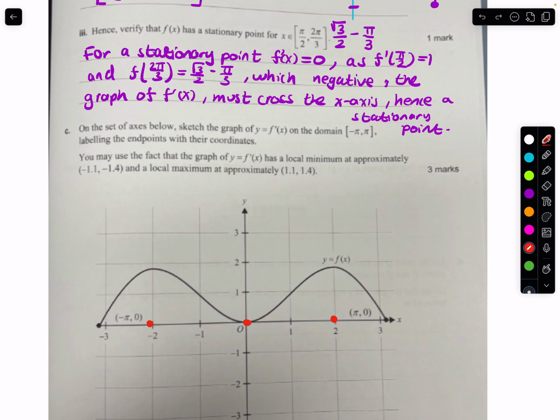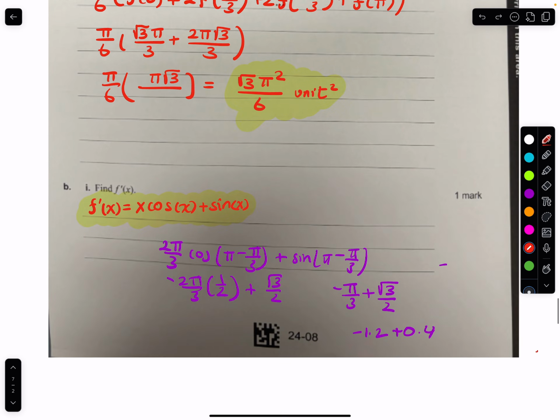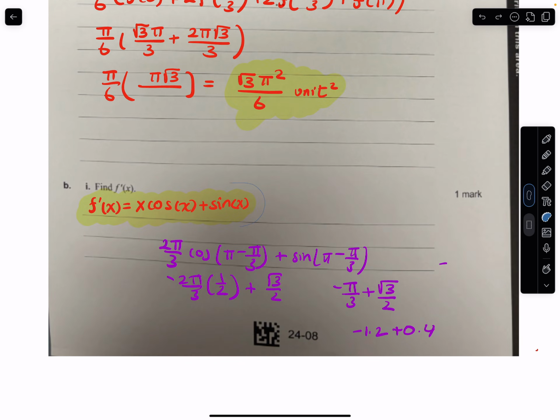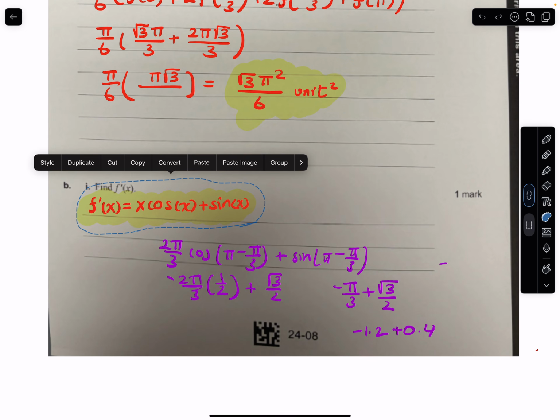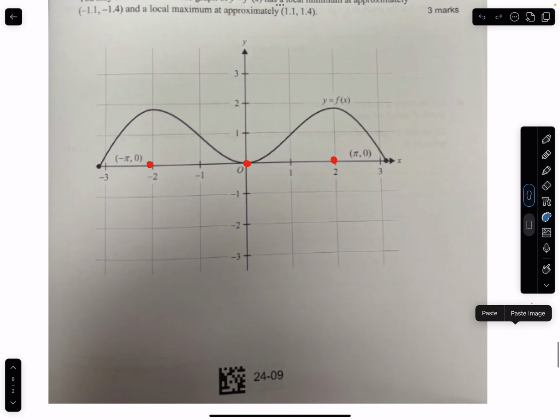But we need to find what they are. First, let's find what their values are, because we have the equation. So let's come back to this equation. I'm going to copy this equation and bring it here. Let's write it here.